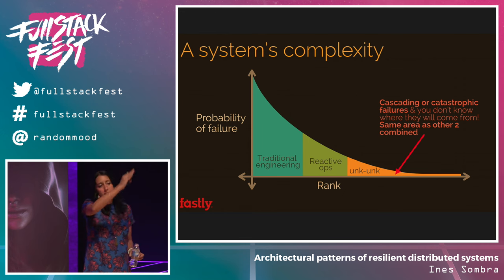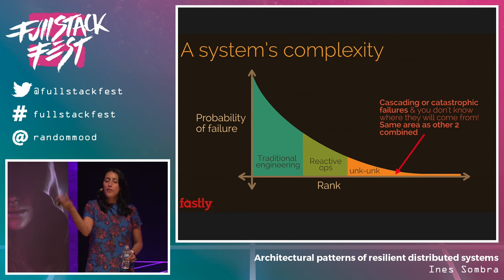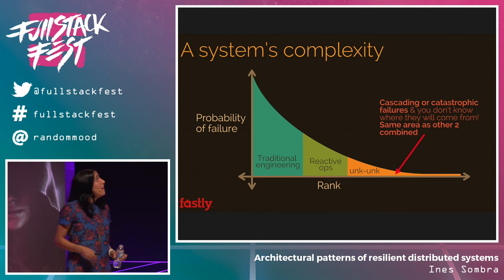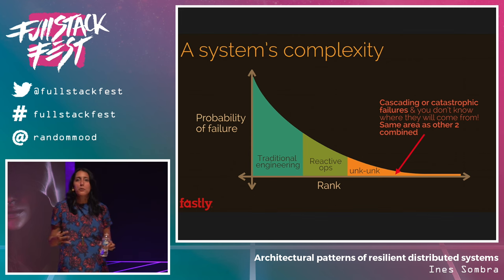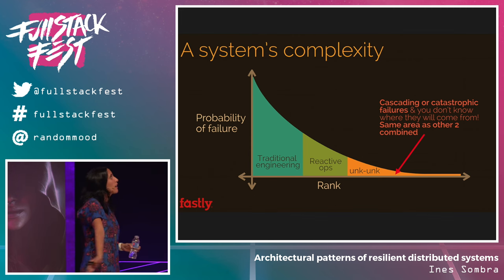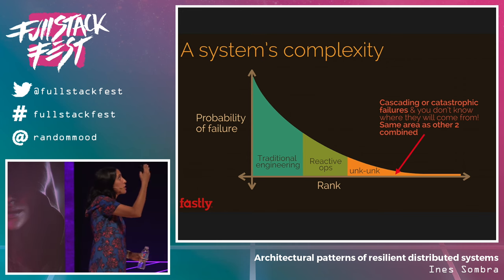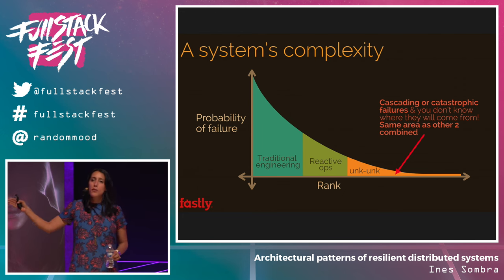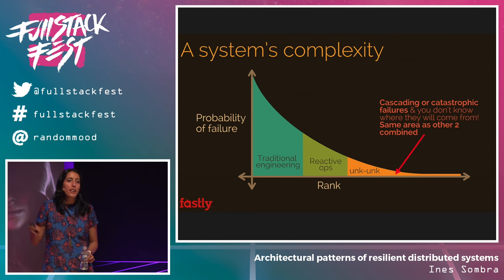And what he says is that this thing keeps going on forever. At some point, everything that is unknown, if you fold it into the first two categories, has the same surface as the first two. And cascading catastrophic failure comes in this unk-unk section. Because if we had known that they were going to happen, we would have already used the strategies before to catch it. But anything that has to do with the unknowns are things that we couldn't possibly predict, and this is the tricky part of the system. This is why building distributed systems is also very hard.